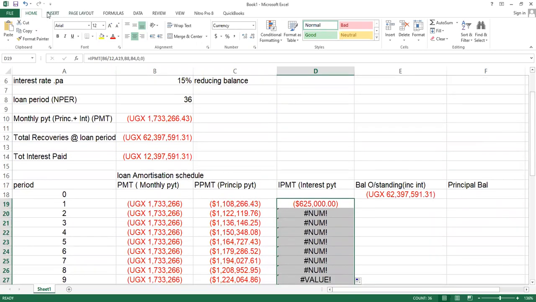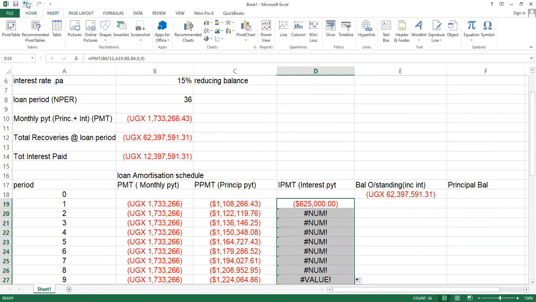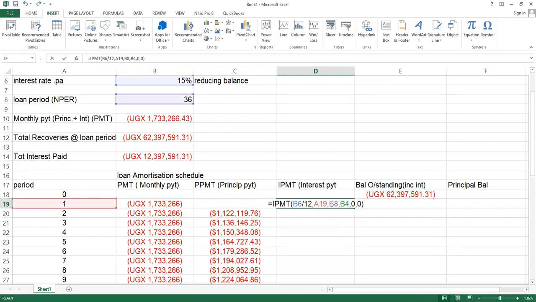So in this case, I need to go back and lock the cells. I lock this, I lock also this, because that is one cell, but I don't lock A19. A19 won't be locked. Then I come and lock this one.